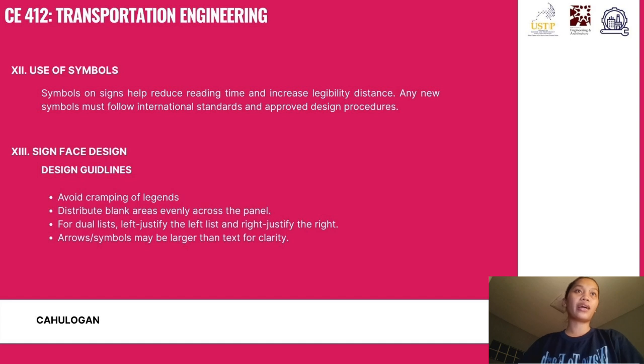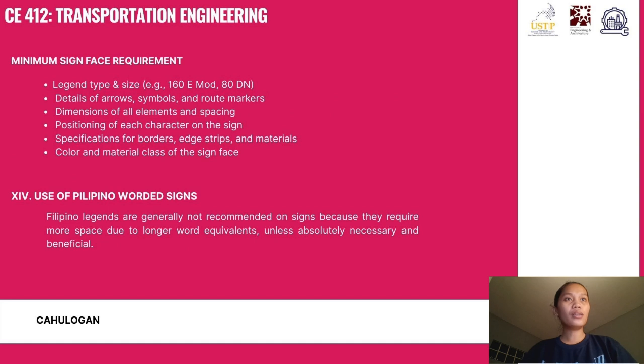So we have here the guidelines. First, cramping of legends should be avoided, and the distribution of blank area should be even across the panel. And then for dual lists, left-justify the left list, and right-justify the right. And lastly, the sizes of the arrows or symbols used may be larger than the text for the purpose of clarity. And then we have here the minimum sign face requirement.